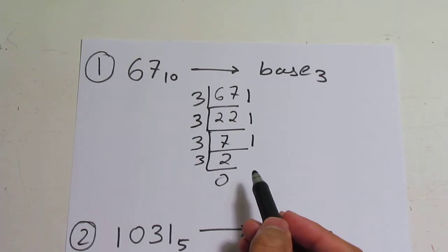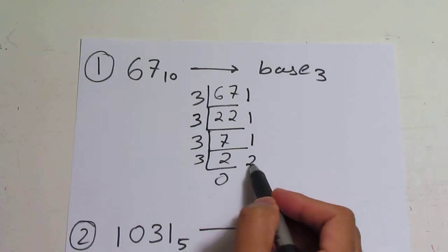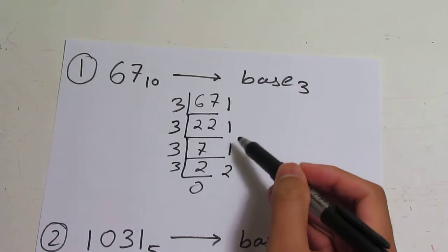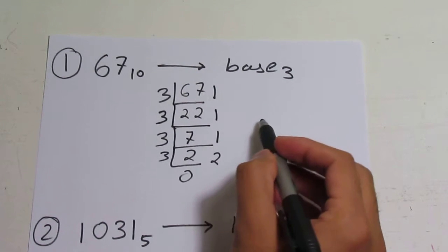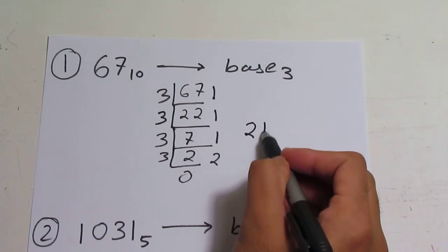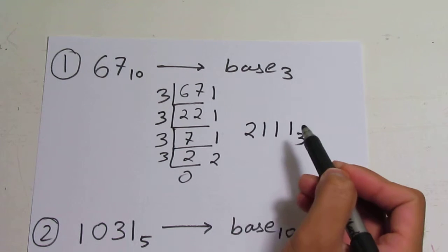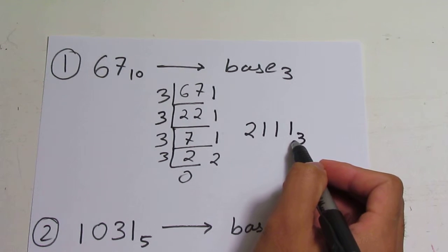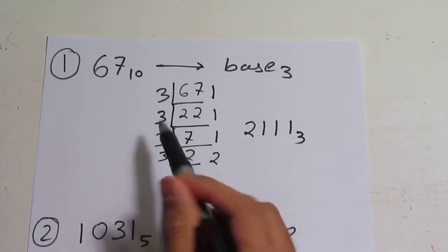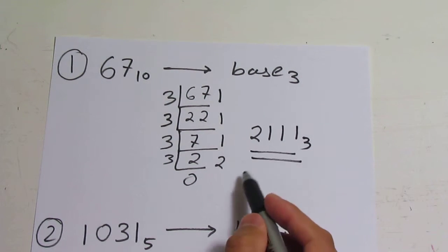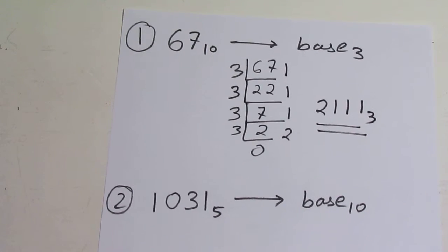3 goes into 2 0 times, so you write 2 right here, and you write the number backwards, from bottom to top. So the number would be 2111, and then you write 3 here, since this is in base 3. So we converted 67 base 10 to base 3. This is the answer. Alright, let's look at the second problem.